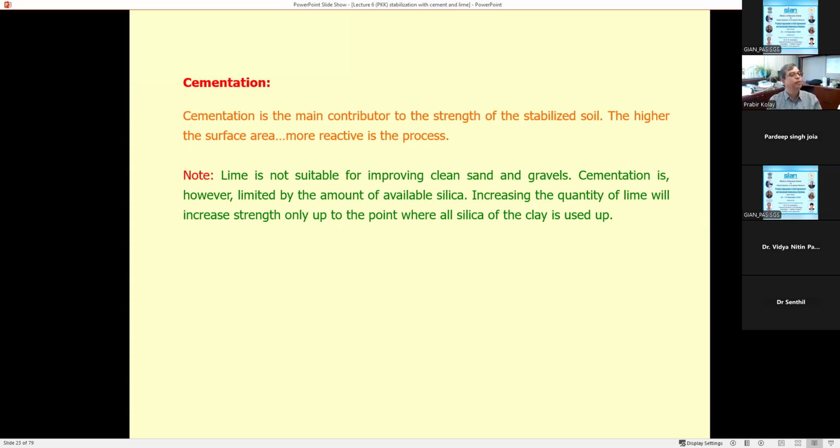Cementation is the main contributor to the reaction of the stabilized soil. The higher the surface area, the more reactive the process is, and more reaction will take place. Lime is not suitable for improving clean sand or gravel. Cementation is, however, limited by the amount of available silica. Again, there are different types of silica. That's why the pH needs to be increased, and then the alkali-silica reaction takes place and increases the strength up to the point where all the silica of the clay is used up.